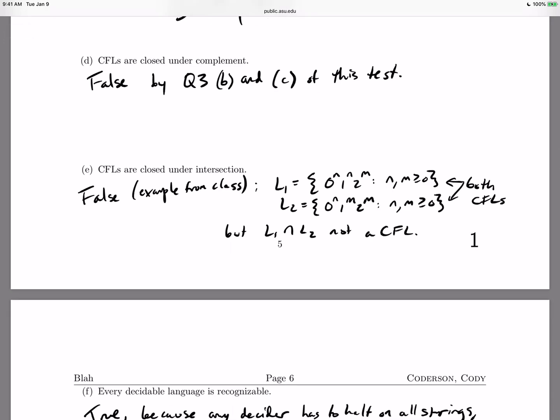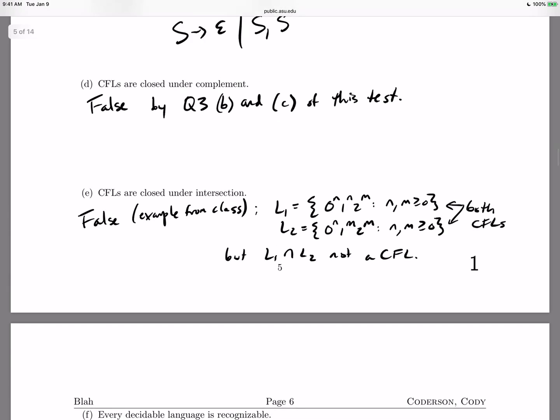For part E, I actually introduced that example in class, which is instead of having zeros, ones, and twos having the same number, we have zeros, ones, and twos where the number of zeros and ones is the same, but you can have any number of twos. And another language where the number of ones and twos is the same, but the number of zeros can vary. And so the intersection of them is where the zeros and ones are the same and the ones and twos are the same, which means zeros, ones, and twos are all the same, which is not context-free. Any questions about those two?